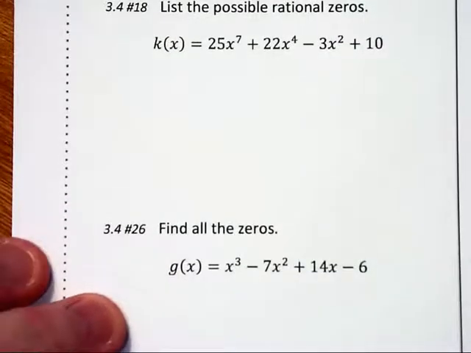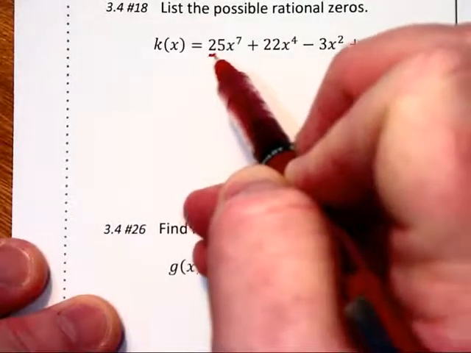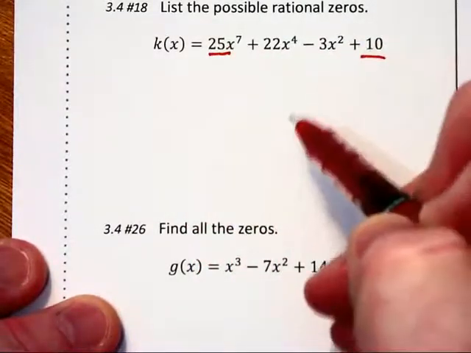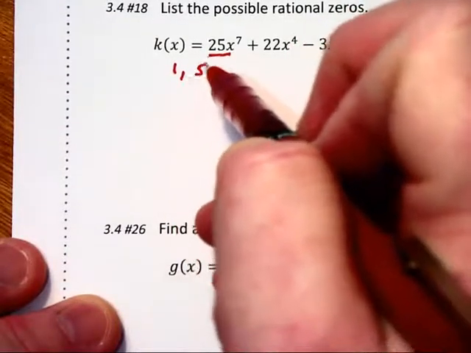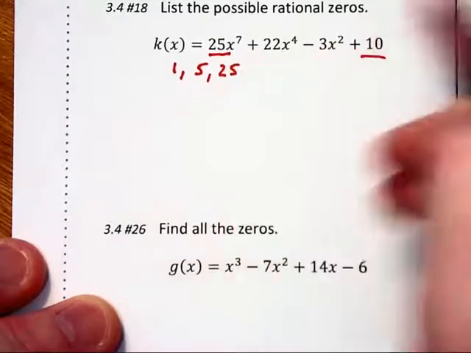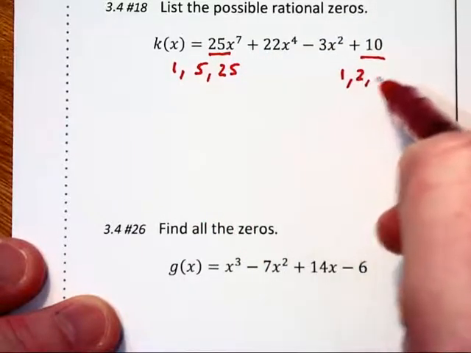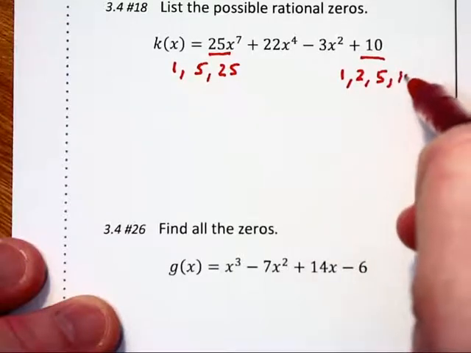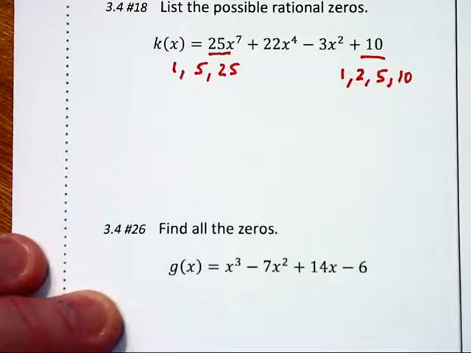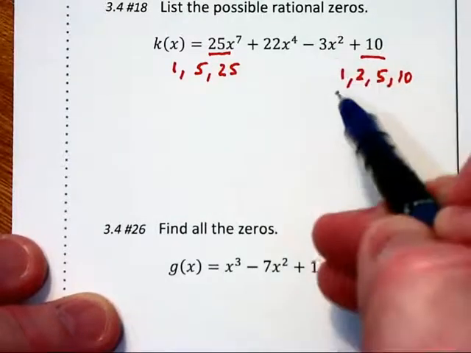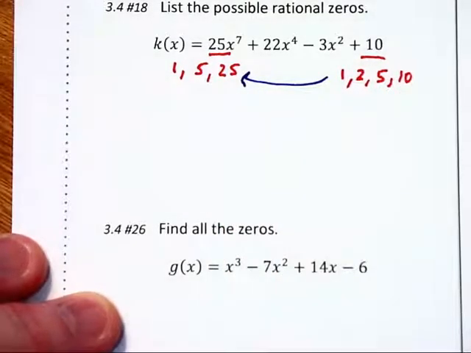Basically, here's the procedure. Look at your polynomial and find the factors of the leading coefficient and the trailing constant. The factors of 25 are 1, 5, and 25. The factors of 10 are 1, 2, 5, and 10. Okay, now what we need to do is put the factors of the one at the right over the factors of the one at the left.